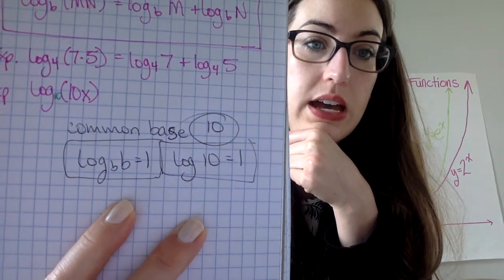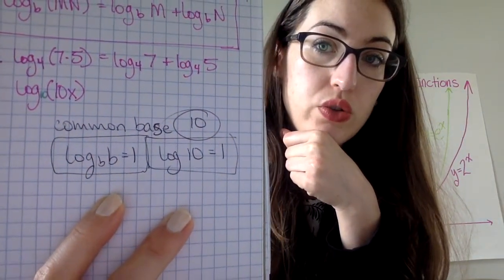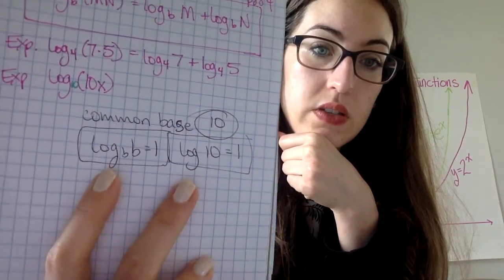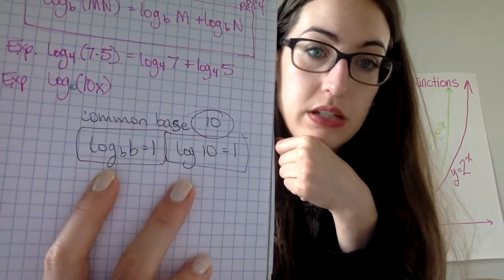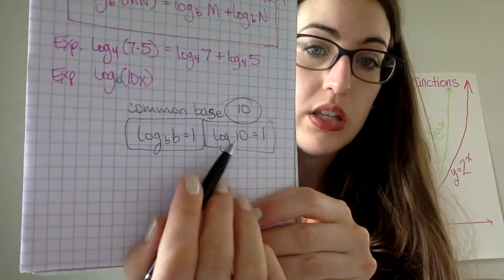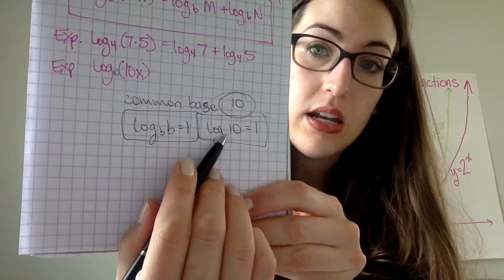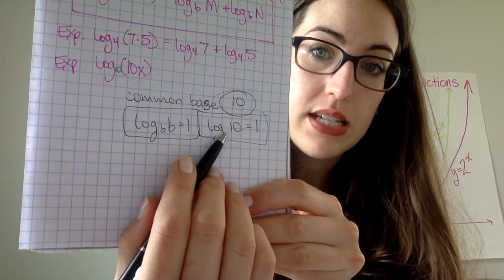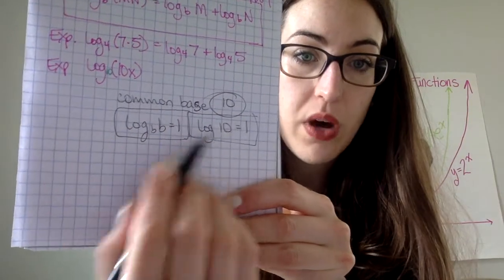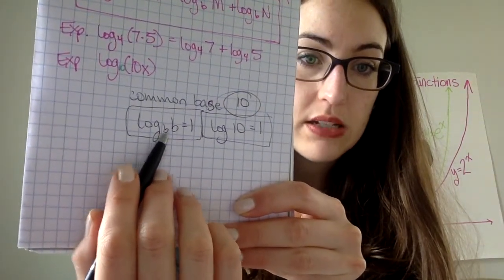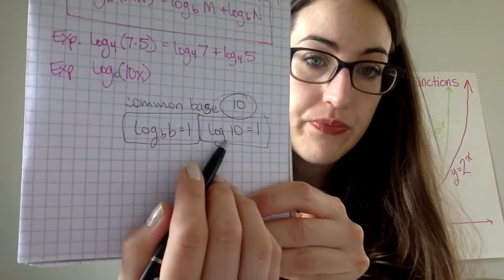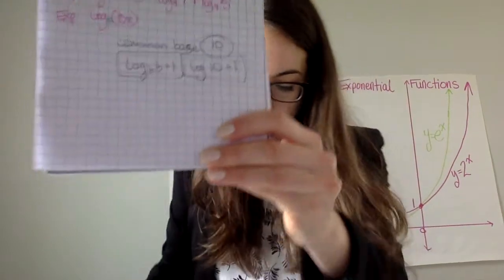So our common base is 10. If there is no base written, you assume that it is a 10. And then we have these two very standard things that we need to write down. Log base b of b equals 1, and log of 10 equals 1. And really, there's an invisible base 10 right there. So it's log base 10 of 10 equals 1, right? That's like this being a 10 and that being a 10, but we don't have to write the teeny tiny base 10 there, okay? All right, let's move on.